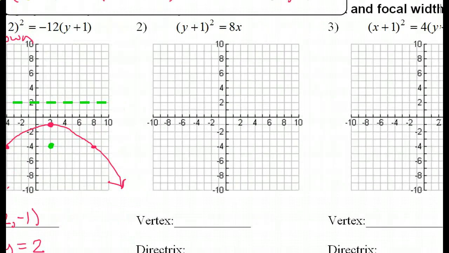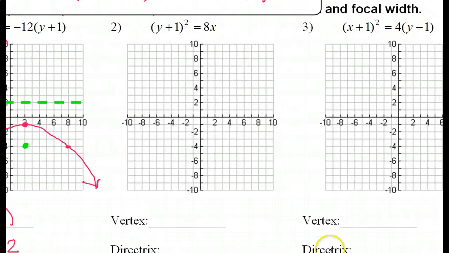All right, the more I do, the faster I'm going to go, so try to keep up. So on problem number 2, first of all, is this up, down, left, or right? This one is to the right.